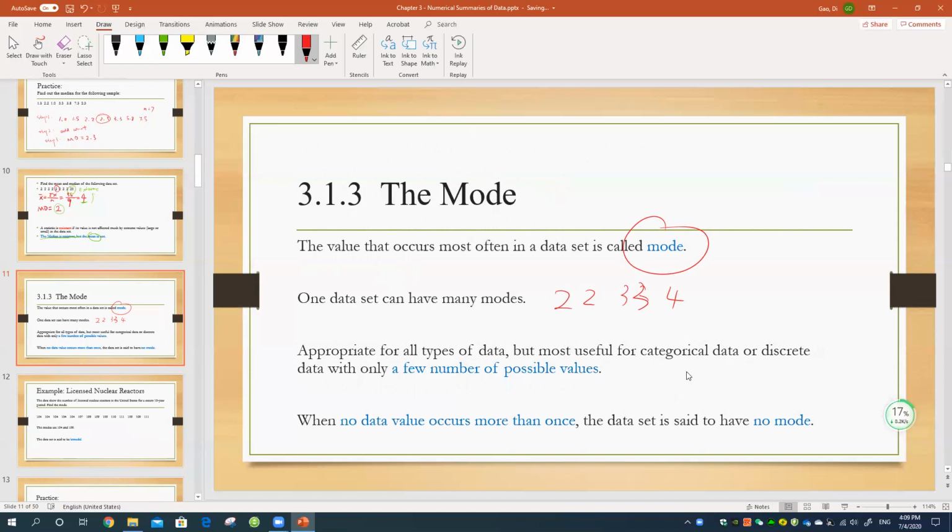It is appropriate for all types of data, but most useful for categorical data or discrete data with only a few possible values. And when no data value occurs more than once, we don't say we have so many modes. We just say the data have no mode.